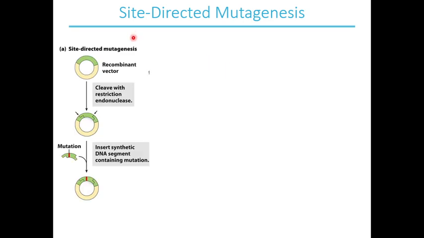Site-directed mutagenesis can be performed using 2 different approaches. In the first approach, a recombinant vector harboring a target gene can be cleaved with a restriction endonuclease of one's choice, and a mutation-containing gene can be inserted back into the cleaved recombinant vector using a DNA ligase to obtain a new recombinant vector with a mutated gene.